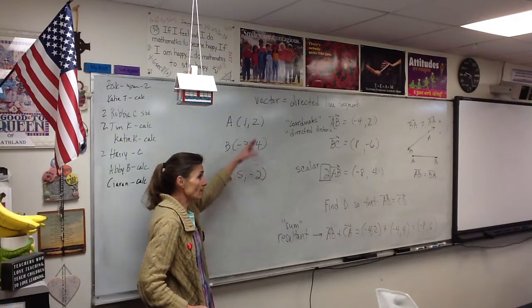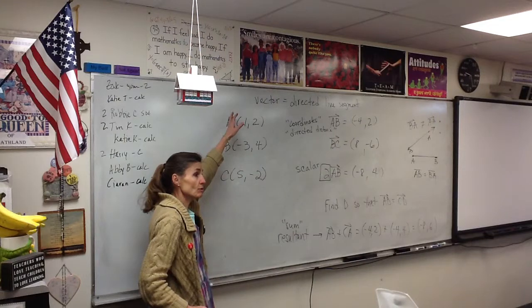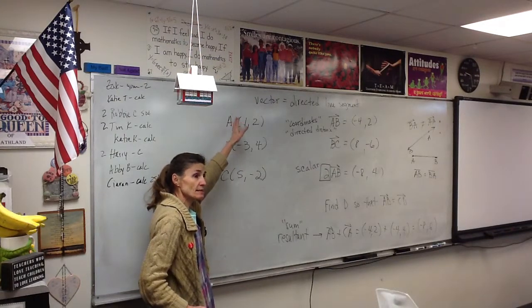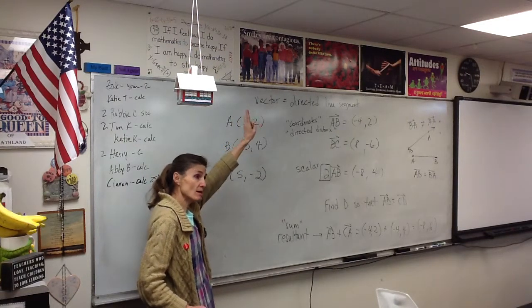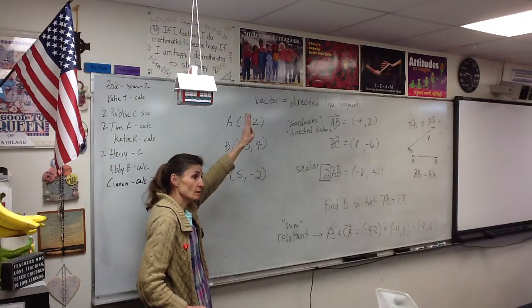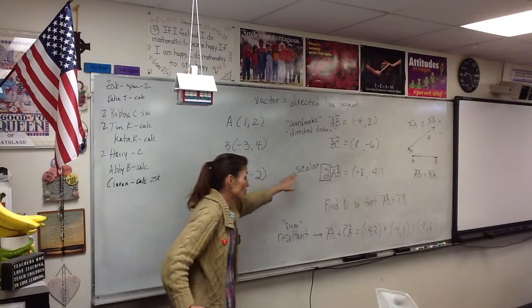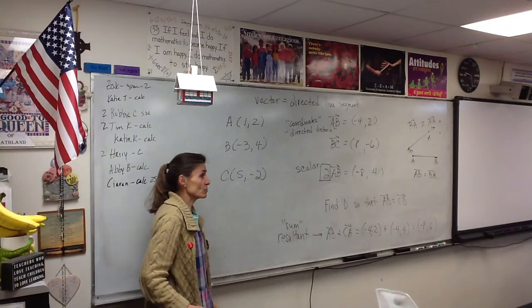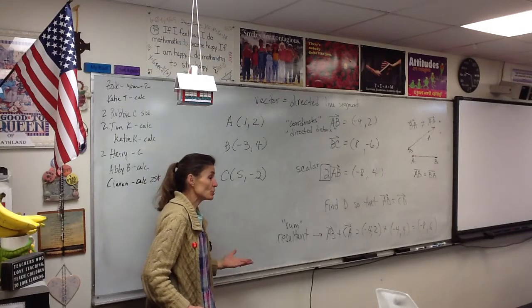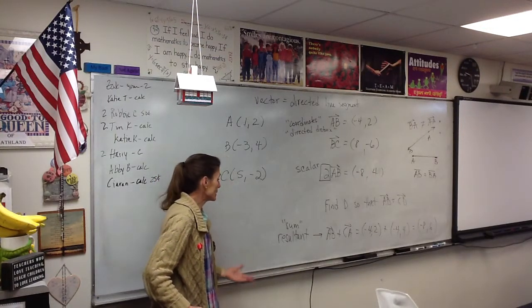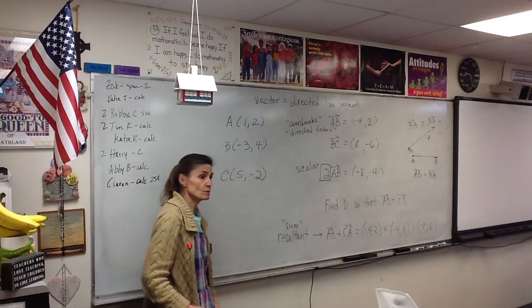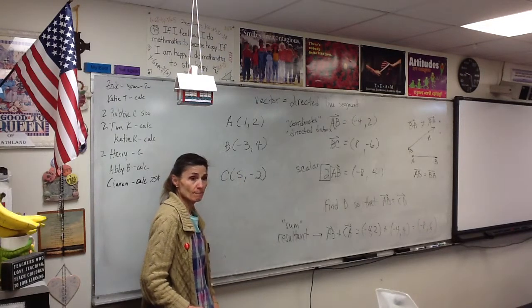So 3 new vocabulary words so far. We have vector, which is a directed line segment. That is, it has length and direction. We have the word scalar, which is simply the vector word for a real number, generally a coefficient. And then we have the word resultant, which is the word for sum.